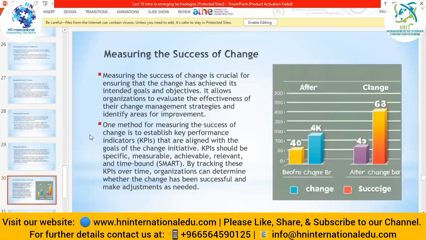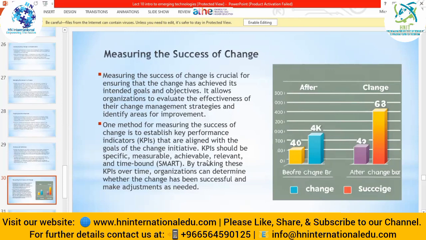Then how would we measure the success of the change? Measuring the success of change is crucial for ensuring that the change has achieved its intended goals and objectives or not. It allows organizations to evaluate the effectiveness of their change management strategies and identify areas for improvement. Now you can see in that picture that before, it was at 40 and the change bar is in blue, and then it has increased, and that is again the change bar, showing whether it has changed or not.